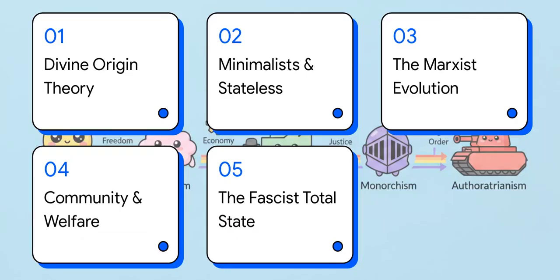Here is our roadmap for today. First, the divine origin theory. Second, minimalists and the stateless. Third, the Marxist evolution. Fourth, community and welfare states. And finally, the fascist total state.